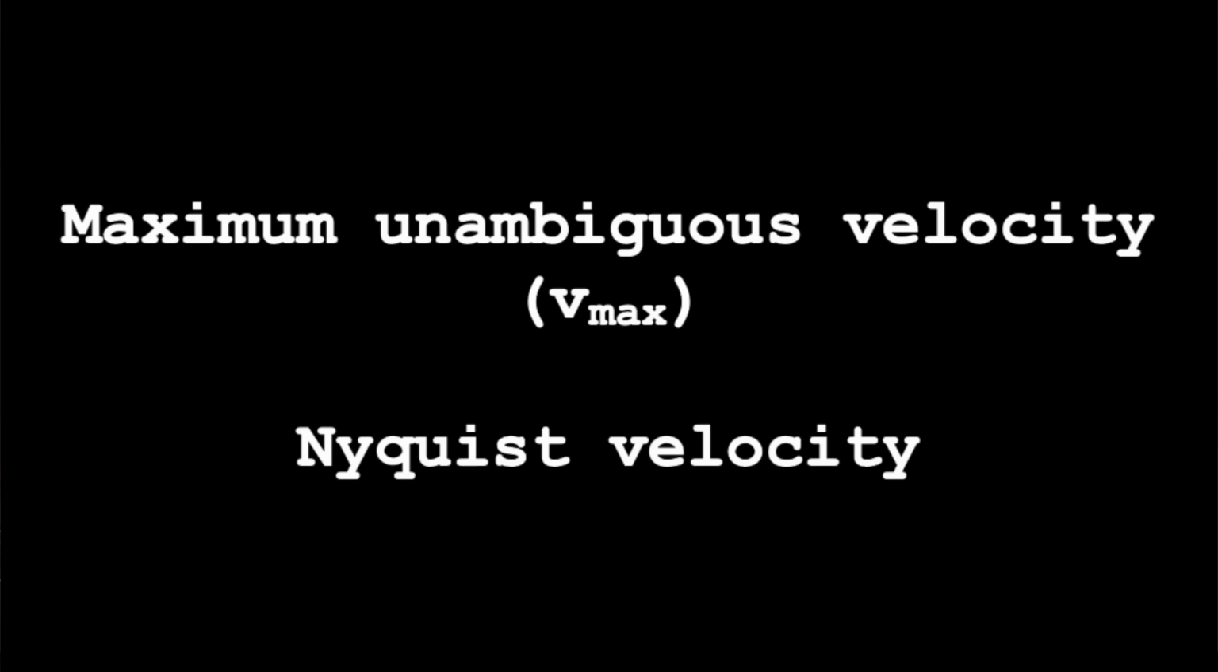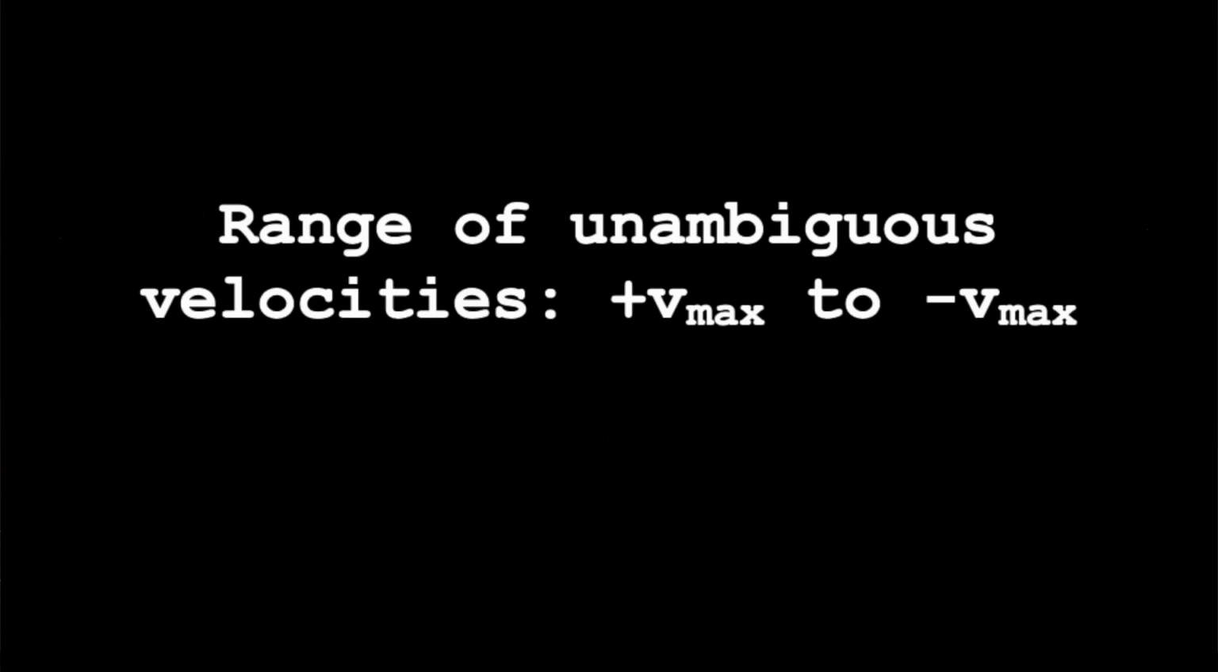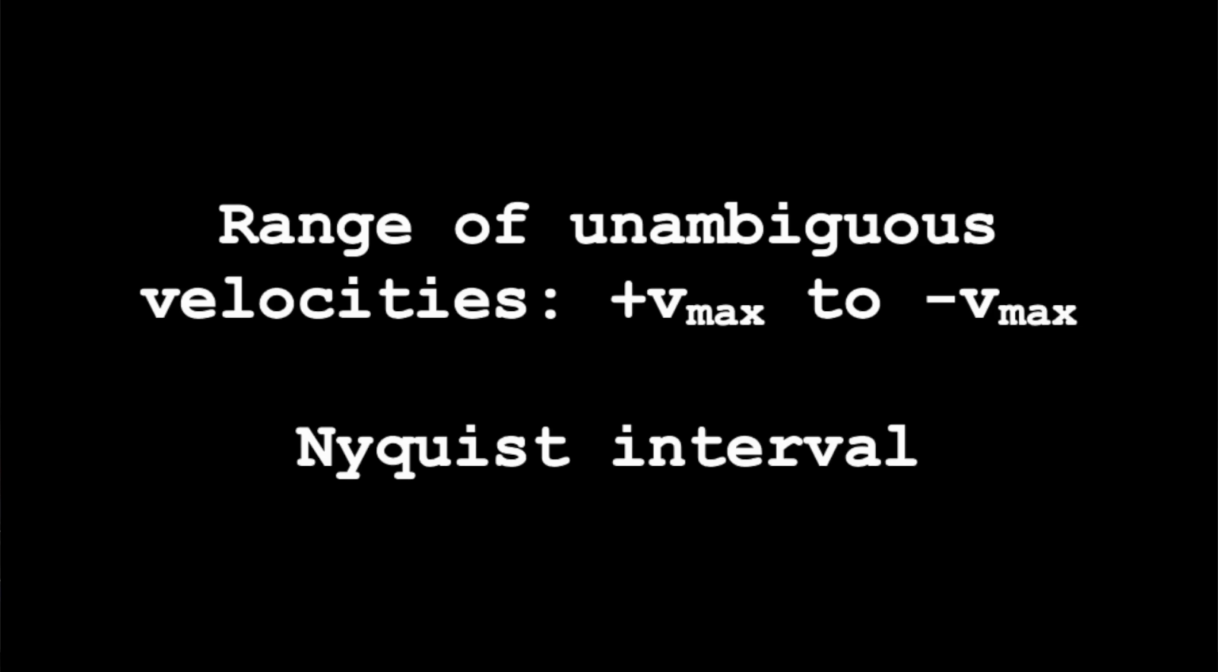In other words, velocities that fall between positive and negative Vmax will be estimated accurately in velocity data. This range is called the Nyquist interval. Sometimes, winds within a TVS can be so intense that they exceed the Nyquist velocity, which causes them to exhibit much different velocities on radar than they actually have.